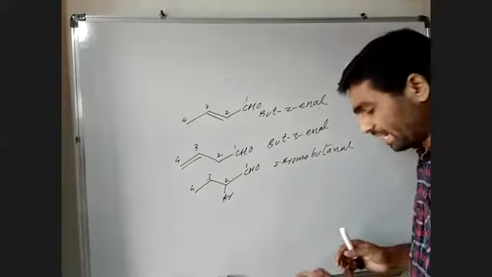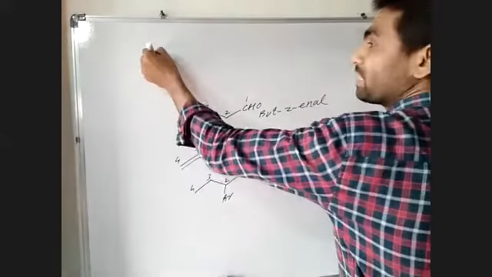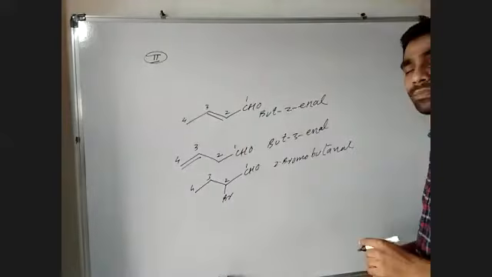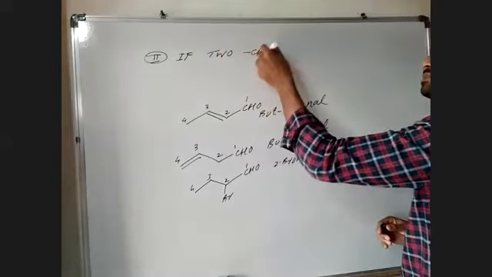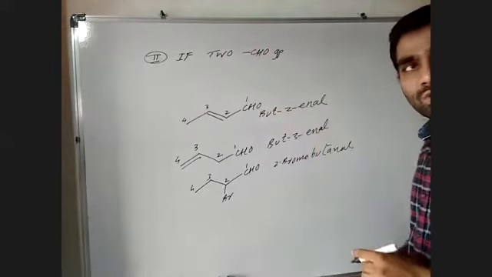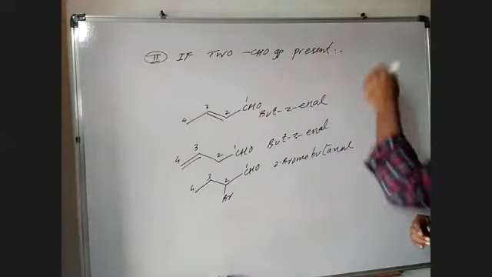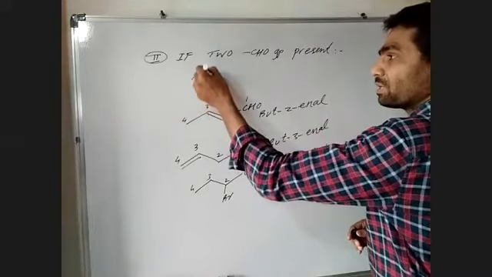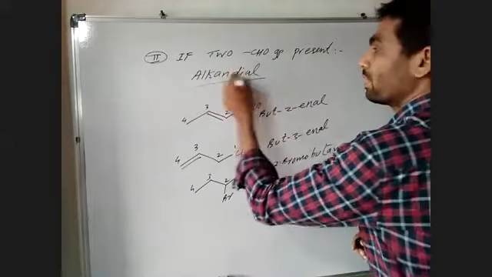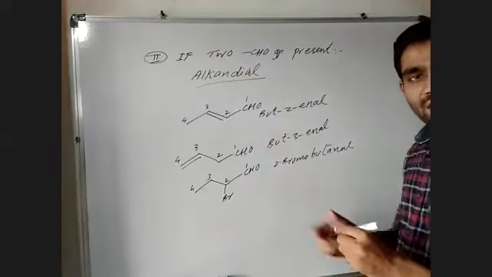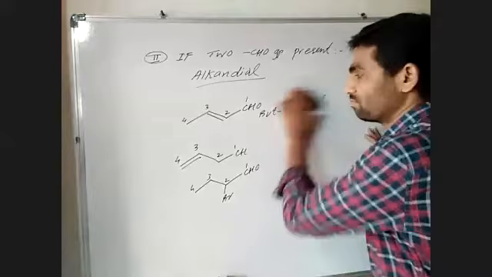Let us go for the second category. Second category means second sub-rule, we can say. If 2 CHO groups are present in the molecule, then the name will be alkane dial. The name will be alkane dial. Let us have this idea.